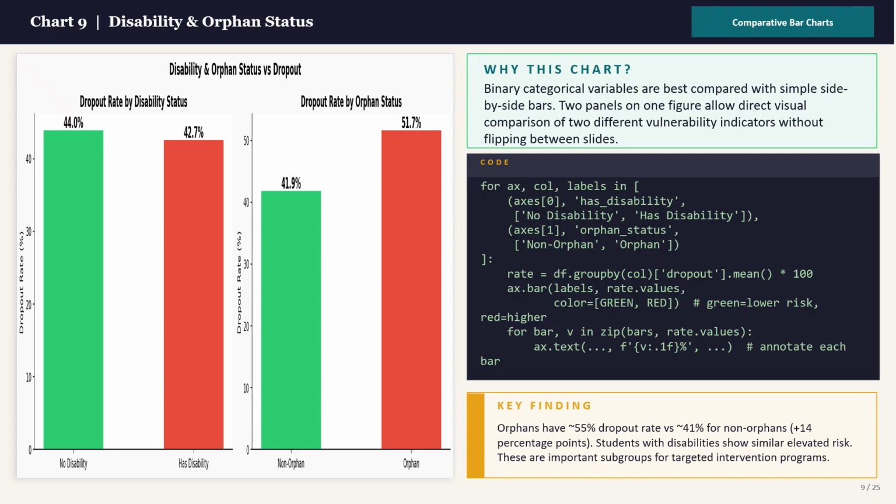And the key finding was that orphans have approximately a 55% dropout rate versus approximately 41% for non-orphans, plus 14 percentage points, and students with disabilities show similar elevated risk. These are important subgroups for targeted intervention programs. So these were also significant factors to the dropout rate, because approximately 55% dropout for orphans was a bit high, and this means these groups are very important for intervention programs to prevent students from dropping out.